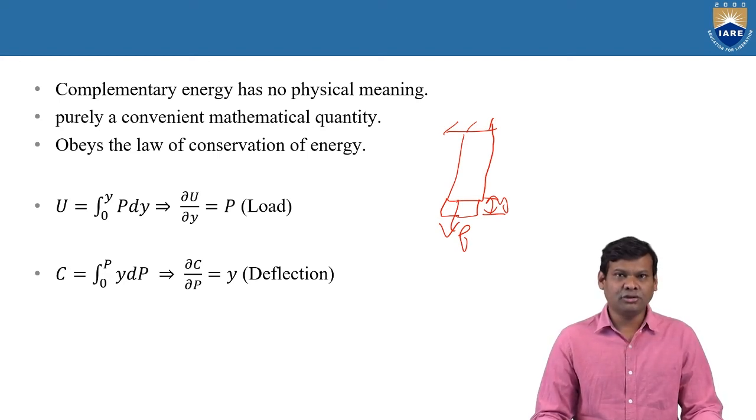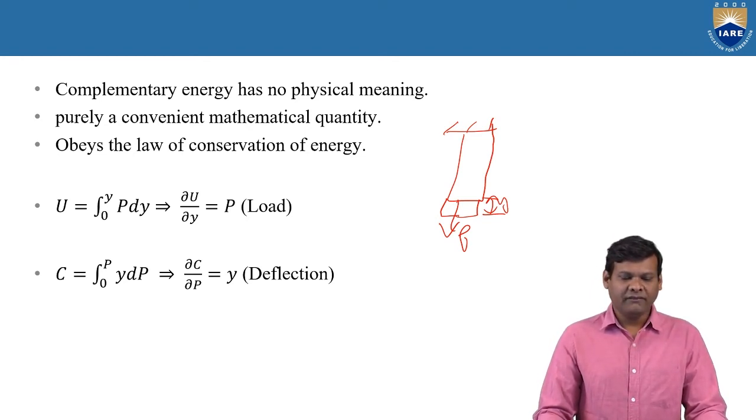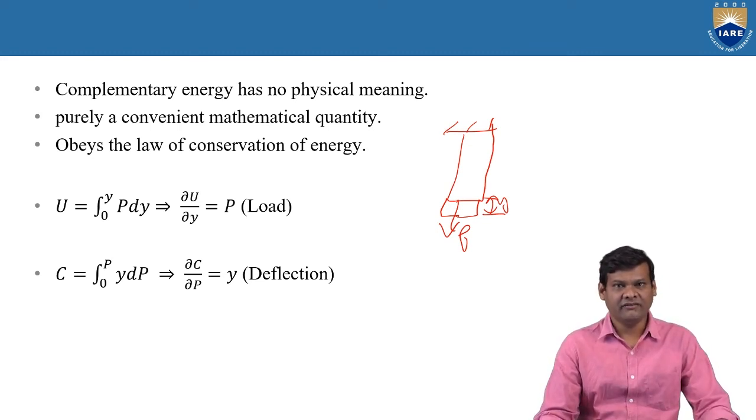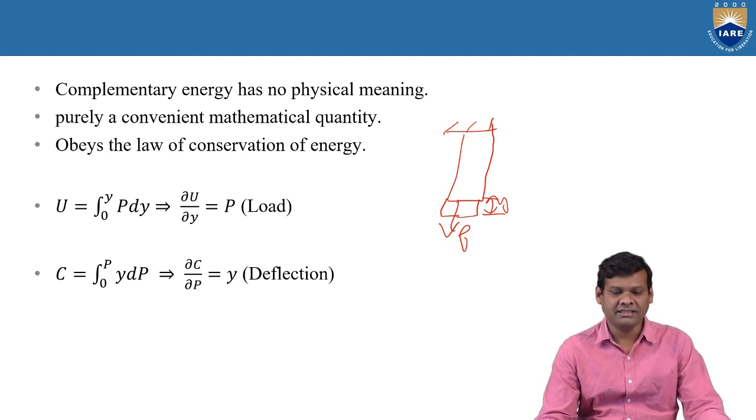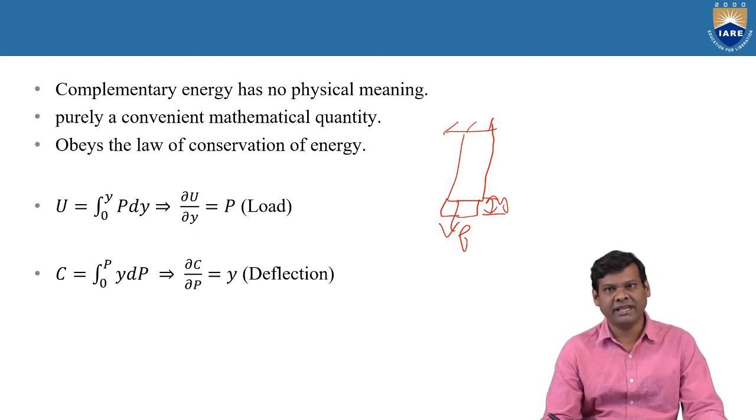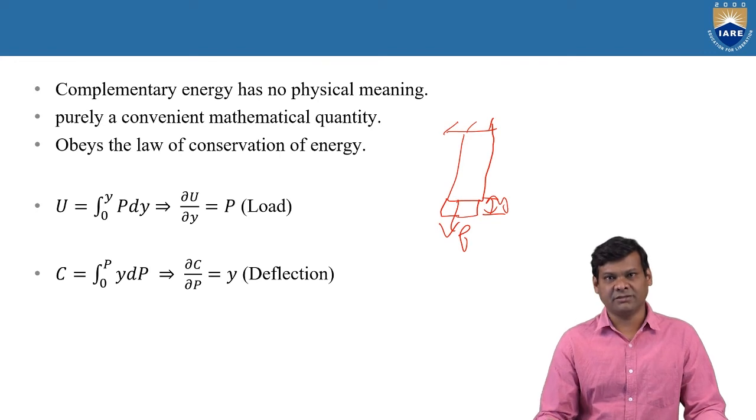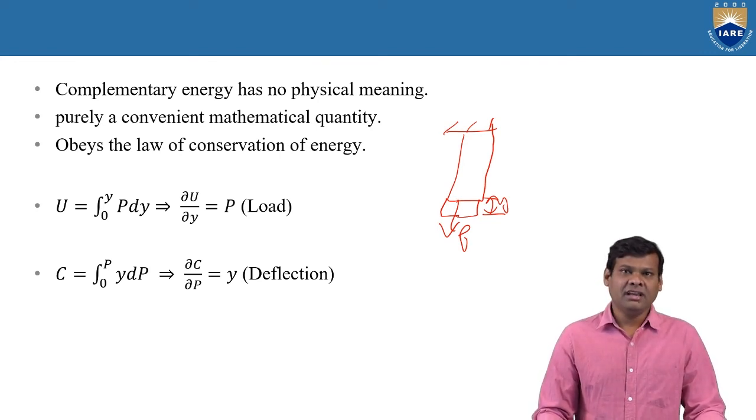And let us look into the complementary energy C equal to integral 0 to P of Y dP, and when we partially differentiate this complementary energy with respect to P, what we get is deflection. This is important. If we need to find the deflections, then we need the complementary energy. But if you need to determine a load on a given complex structural system, then what we need to do is formulate the strain energy.